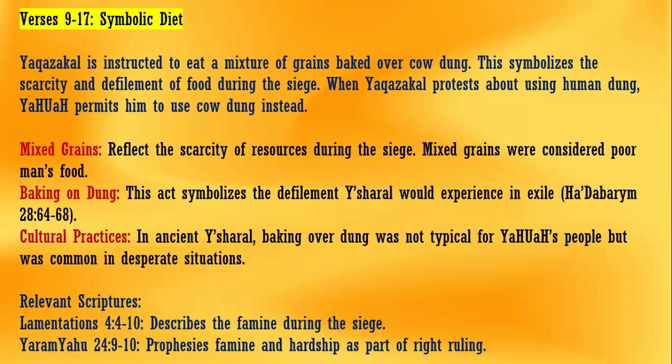So Yachazaq'al is instructed to eat a mixture of grains, baked first. He was told to bake it over human excrement. Of course, he would have cried out, so Yahuwah says, okay, the fuel you will use instead is cow dung. And this symbolizes the scarcity and defilement of food during the siege.